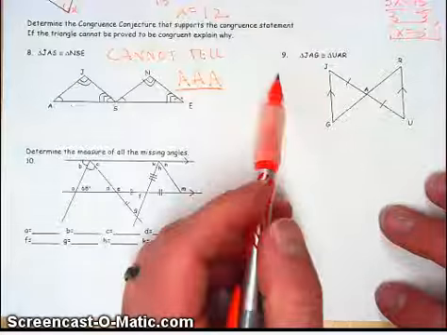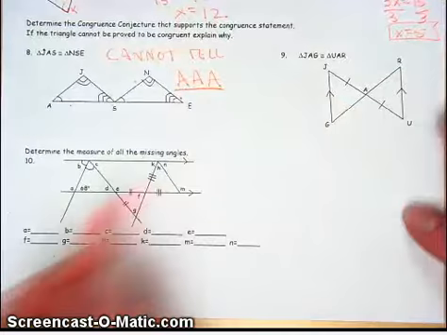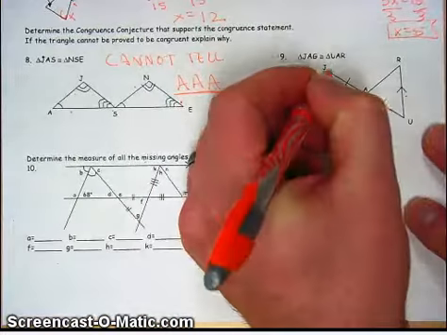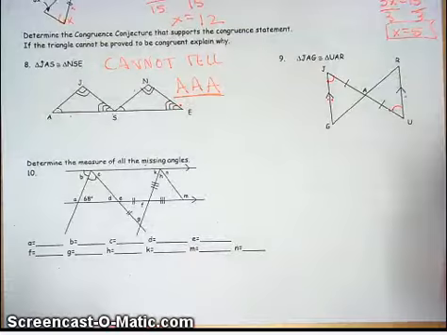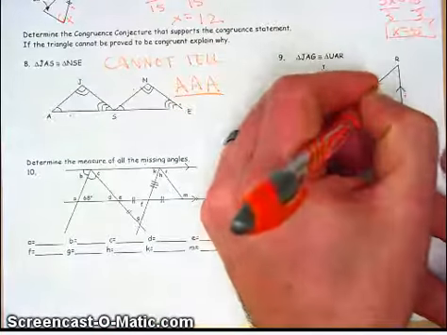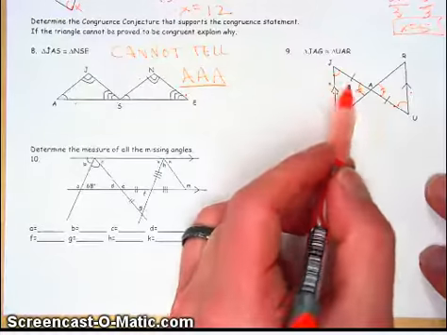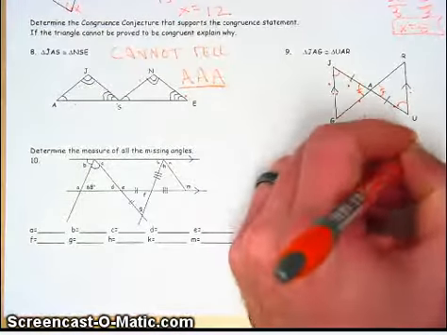Alright, now on 9, I want to decide if these two triangles are congruent. Well, right now I only have a side, but I know a couple things. If these two are parallel, that makes this angle equal to that angle because they're alternate interior angles. I also know that these two angles are congruent because they're vertical. So this would be angle, side, angle. So it's yes, they are congruent because of angle, side, angle.